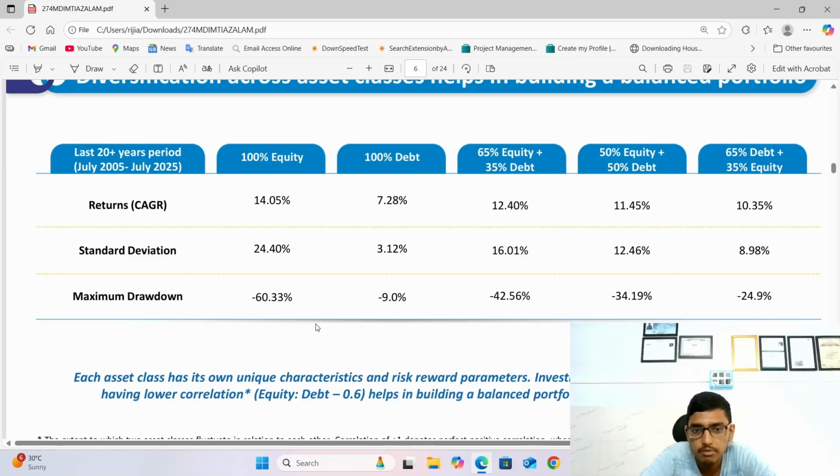In equity you would see we had a maximum drawdown in a year of 60.33%. In debt there was only 9.0%. In 65% equity and 35% debt, there was a 42% drawdown. In 50% equity plus 50% debt, there was a 34% drawdown, and in 65% debt and 35% equity, there was a 24.9% drawdown. So now we need to find out what our asset class composition should be so that we get maximum returns and lowest drawdown.